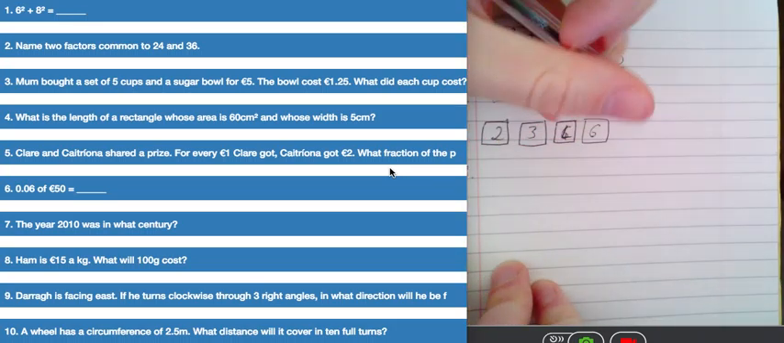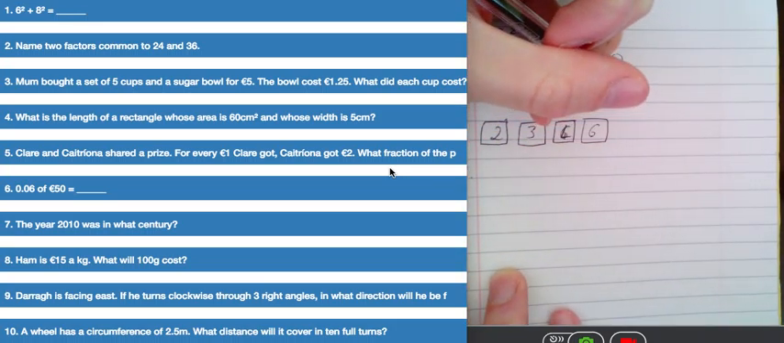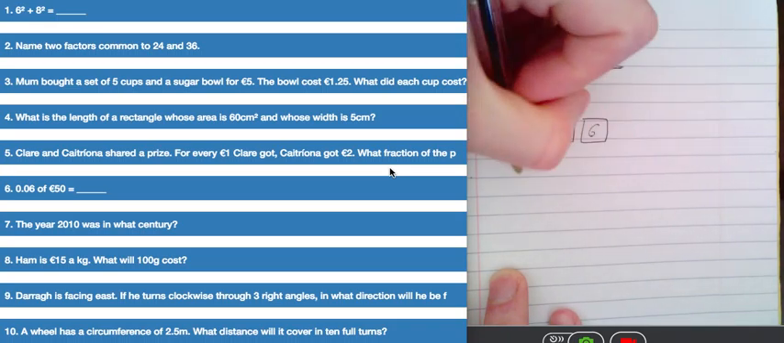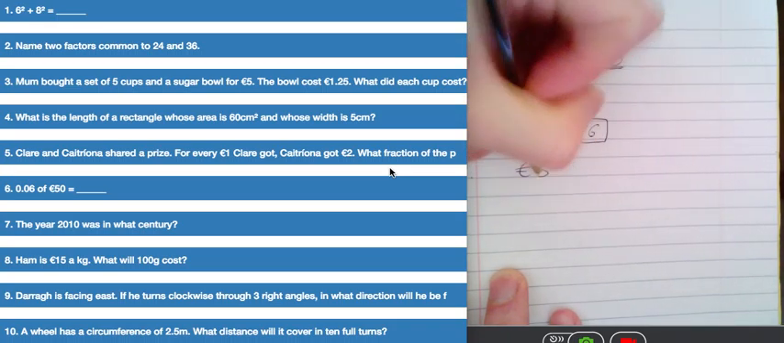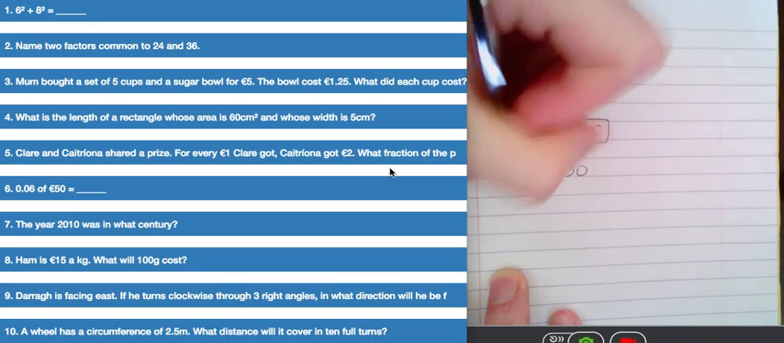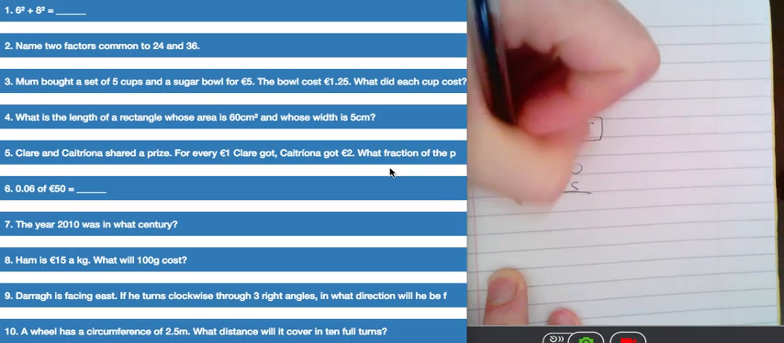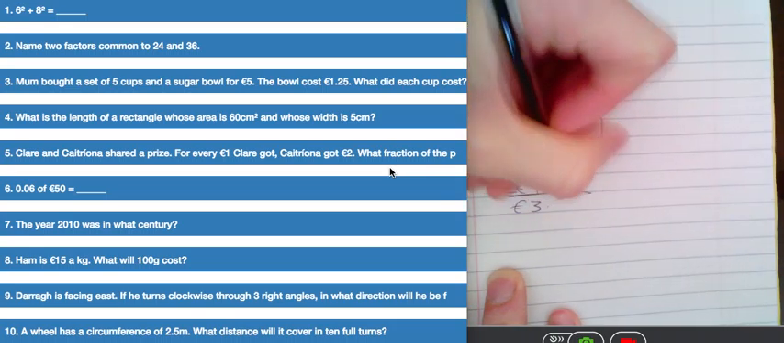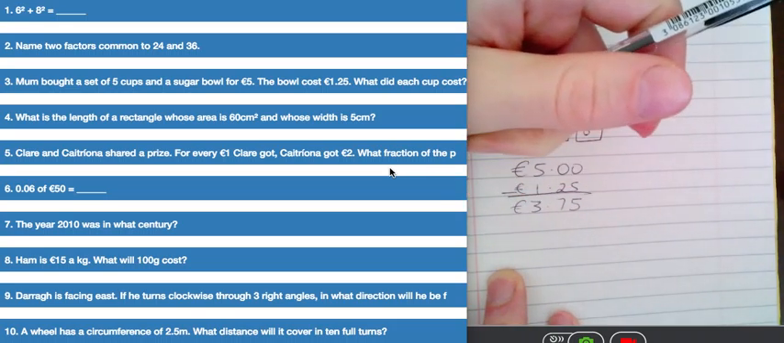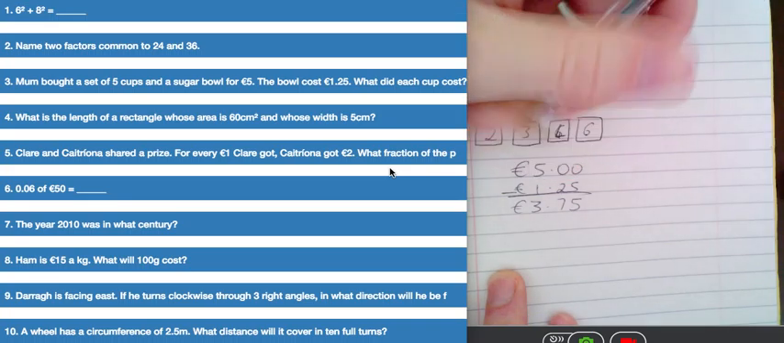Number 3, Mum bought a set of 5 cups and a sugar bowl for €5. The bowl cost €1.25. What did each cup cost? First of all, the whole set cost €5. We must take away the cost of the bowl. The bowl cost €1.25. If we take that away, we're left with €3.75. So altogether, the 5 cups cost €3.75.